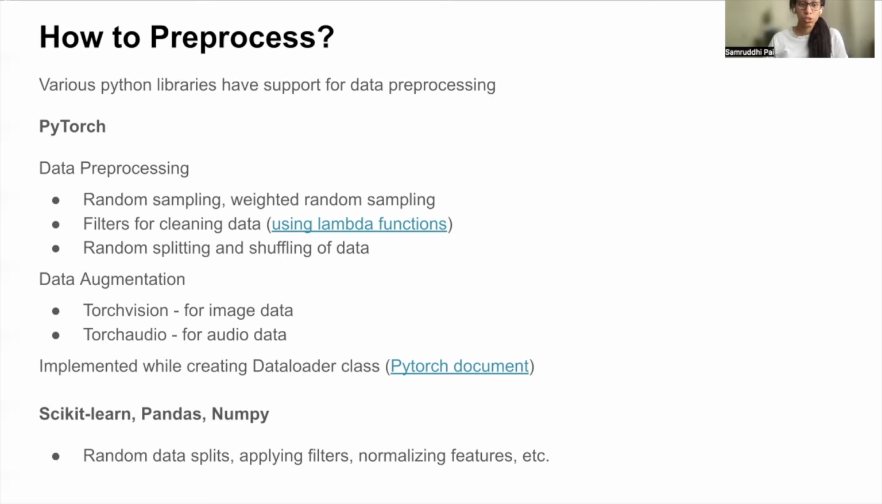Some other libraries worth mentioning are scikit-learn, pandas, and numpy, which also have a lot of support for all the data pre-processing, things like random splitting, applying filters, normalizing, etc.